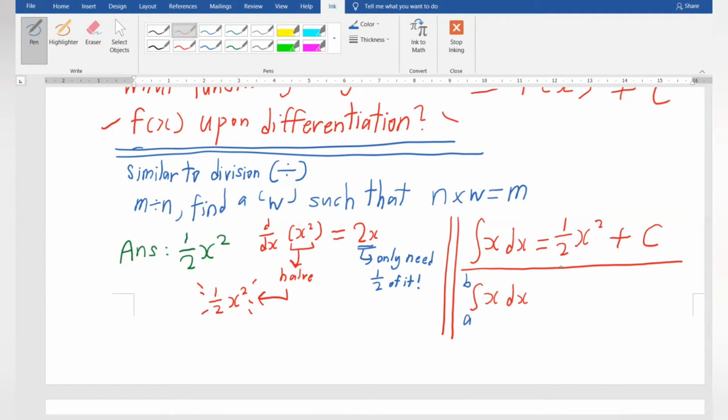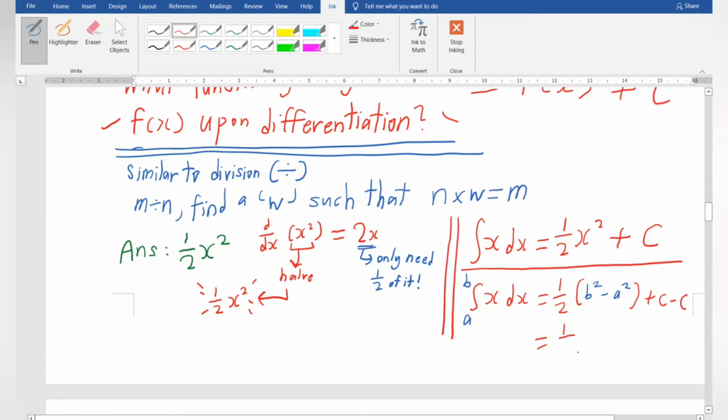If, for example, we wanted to calculate the area under a curve for a certain range, we would have the integral of f(x) dx equals half b squared minus a squared plus c minus c.